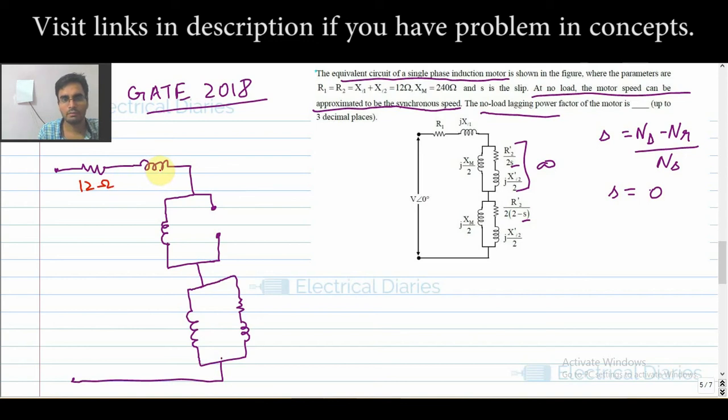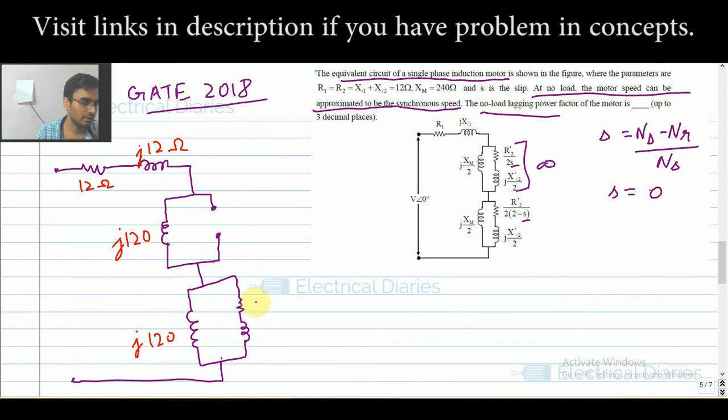This XL1, so it will be 12 ohms, or I should write it in this fashion. Always remember to write it in complex terms, or just remember these things. These are basics. And this expression will come out J120. Why? Because 240 by 2. This also will come out J120.